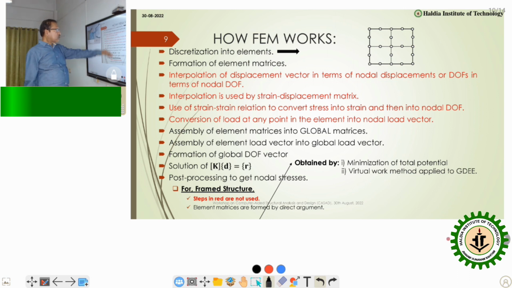Then next we go to form the element matrices. Element matrices include the stiffness matrix. If you are dealing with a vibration problem, then we have to write the mass matrix. And if you are dealing with a buckling problem, then we have to write the geometric matrix. So we first form the element matrices, and then they have to be combined or assembled into global or structure matrices.